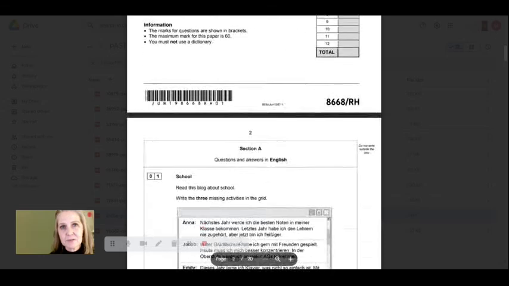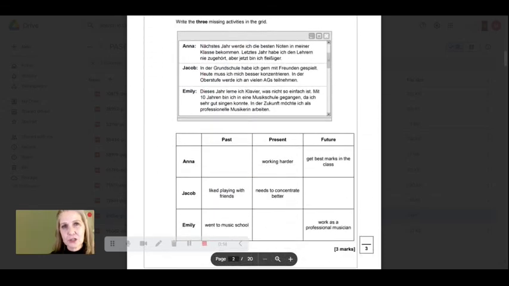And if we scroll down, we've got one of those past, present and future questions where we're looking for time phrases and the verbs, the subject and the main verb. Where does the main verb go? Second. Excellent. And what kind of words send the verbs to the end? Subordinating conjunctions, those ones such as weil, da, obwohl.